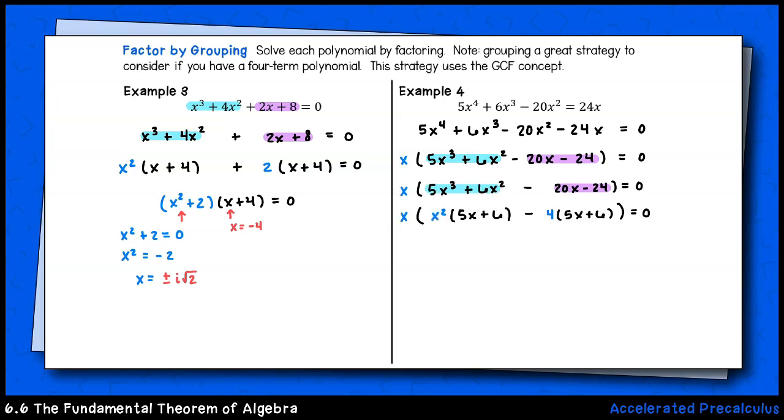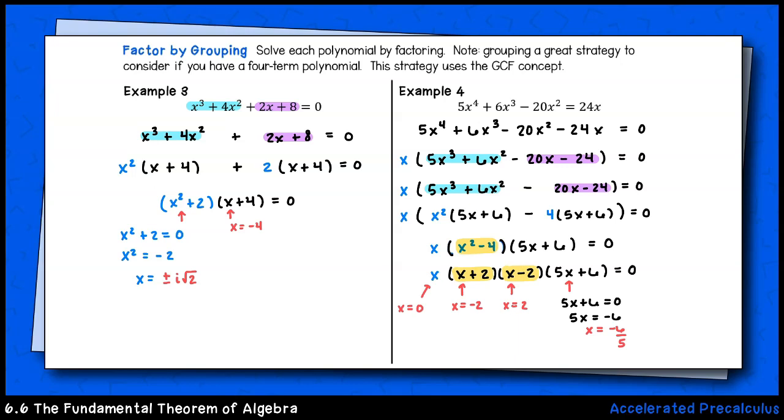In my first group, I have a common factor of x squared. In my second grouping, I have a common factor of 4. Left over from each group, I have the expression 5x plus 6. So I'll rewrite the left-hand side of my equation in factored form. I have x times (x squared minus 4) times (5x plus 6). This x squared minus 4 is a difference of 2 squares, so I'll go ahead and expand that out as (x plus 2) times (x minus 2).